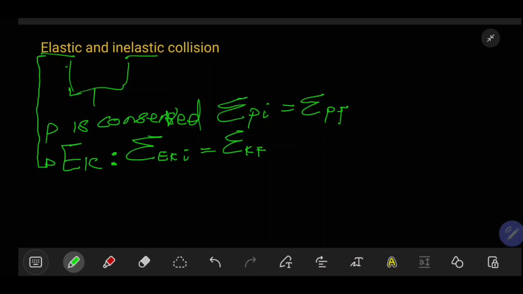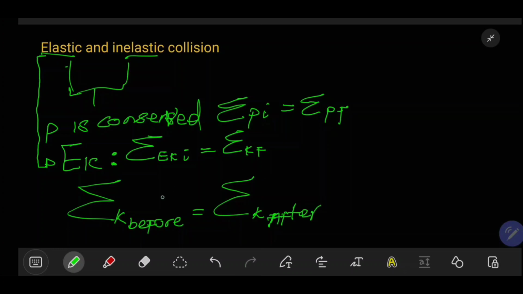If you want to identify whether a collision is elastic, when you do your calculations, your sum of the kinetic energy before collision must be equal to the sum of your kinetic energy after collision. If they are equal, then they are indeed conserved, meaning that this is an elastic collision.